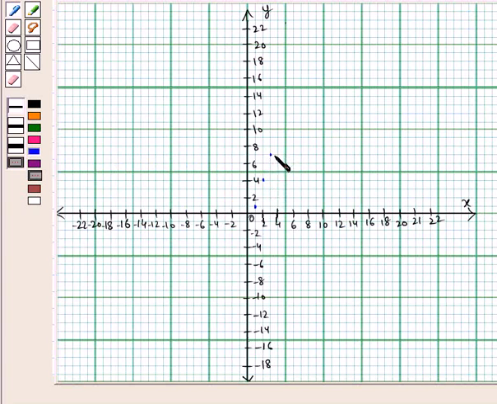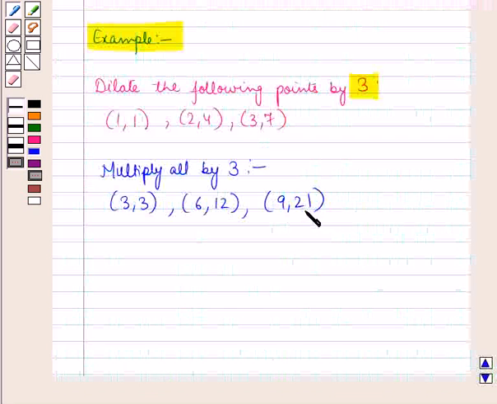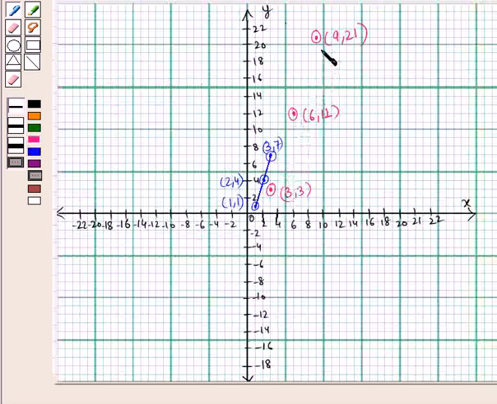Here we have plotted the three points. On joining these three points, we get a straight line. Now let us plot the new points on the graph. We have plotted the three points on the graph, and on joining these three points, again we get a straight line. As the scale factor is 3, which is greater than 1, enlargement takes place, that is, this blue line is enlarged to give this pink line. So these three points are dilated by a scale factor of 3.